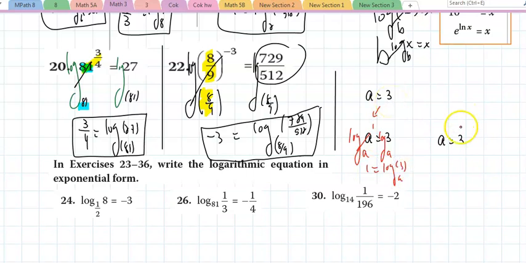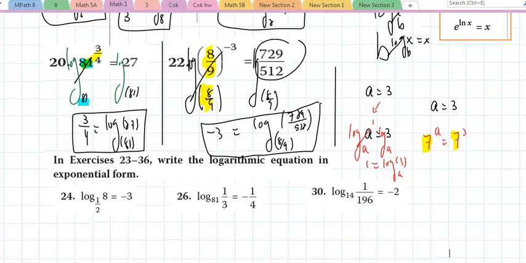Or something we haven't even considered yet. I could make each side a power. I could say, you know what? I'm going to make this the power and this the power. That's allowed. I could say 7 to the a equals 7 to the third. That's allowed as long as the base is a number bigger than 0, not equal to 1.